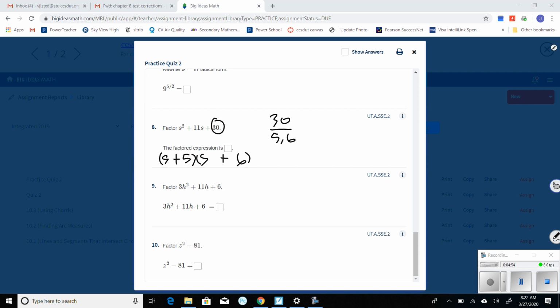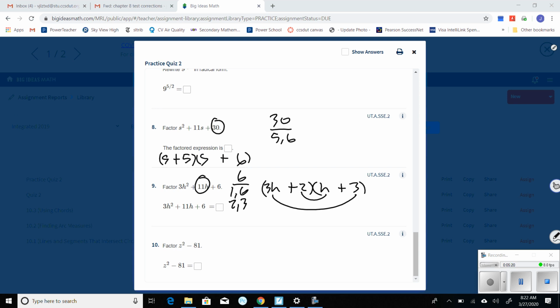This one's got the 3 in front, which makes it a little bit harder. So we go 3h and h. Then we take the factors of 6, 1 and 6, 2 and 3. Just remember, this one you can't tell which one's going to work ahead of time, so you just plug it in there. I think this would be plus 2 and plus 3, and the way you check it is you multiply the outside two, that's 9h. The inside two is 2h, you add them together and you get 11h. So there's my factored form.